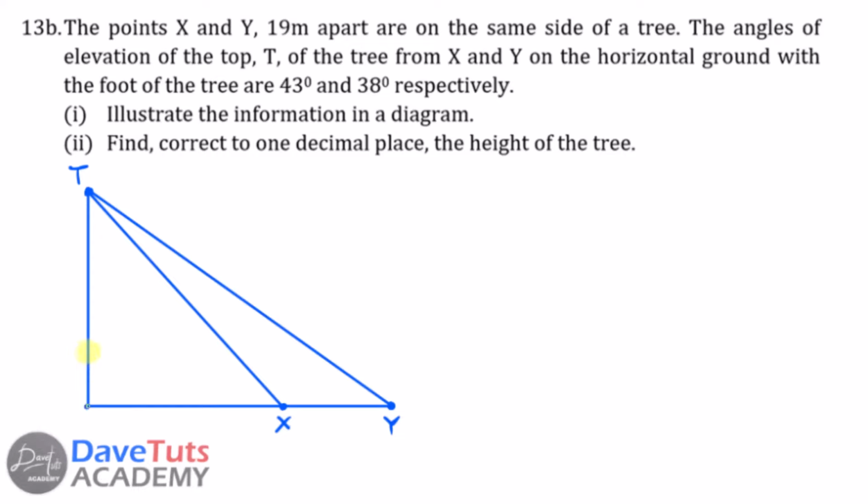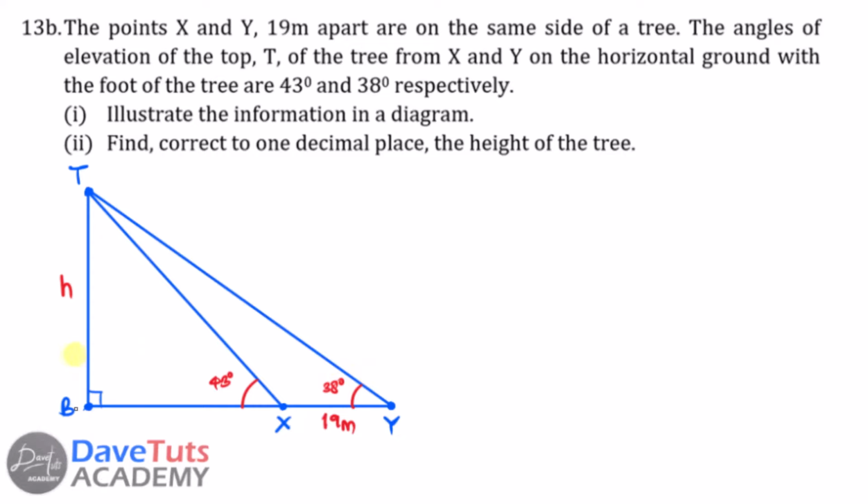Maybe I can call this point the base of the tree, so let me call that B, and definitely that's going to make a right angle with the ground. The ground will be taken as horizontal. So having this, we can just include our angles. Here this angle is 43, so we have 43 degrees, and this angle was given as 38 degrees. Okay, and then we have to find the height h of the tree. The distance between x and y we are told is 19 meters apart, so we have this as 19 meters.